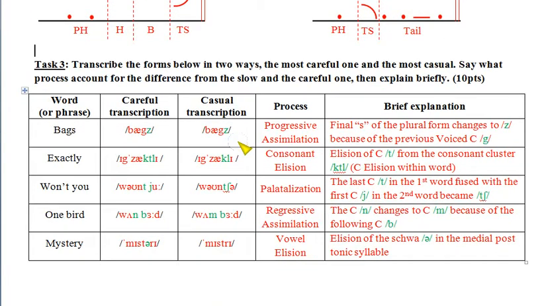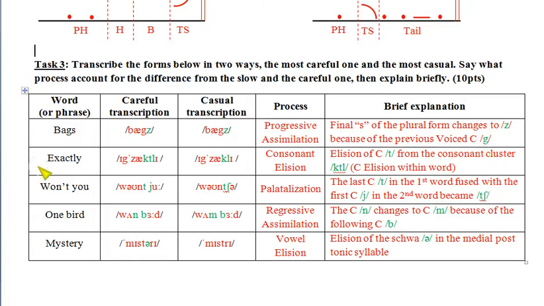We move to the third exercise and the last one, where you have been given some words to transcribe in a careful manner and casual manner, and you name the process. The first word is bags. Here we have the S of the plural. It changes to the Z sound. So the careful and the casual transcription is the same, and we call this process progressive assimilation. The explanation is the final S of the plural form changes to Z because of the previous voiced consonant G.